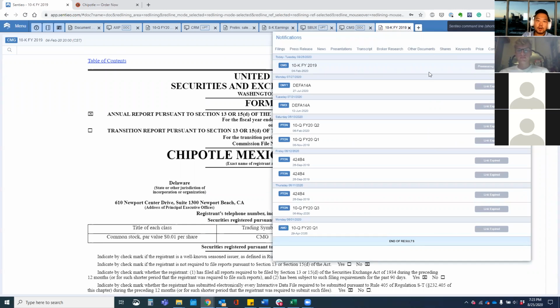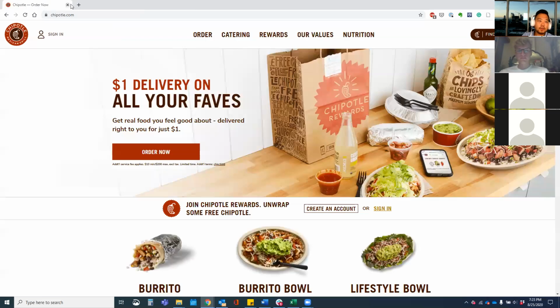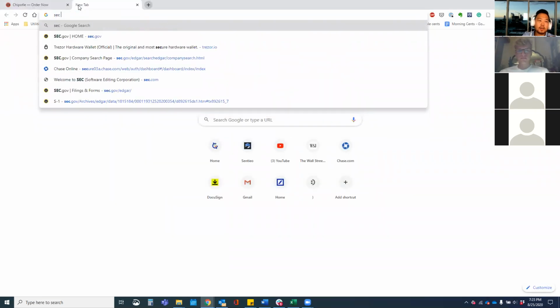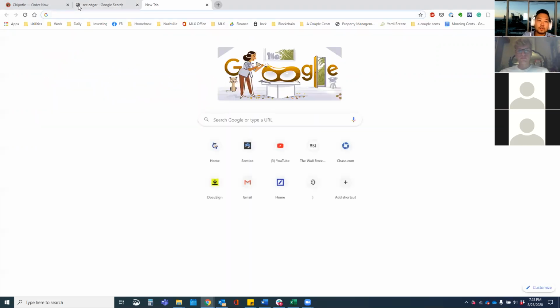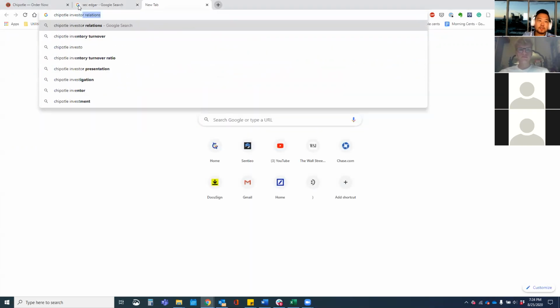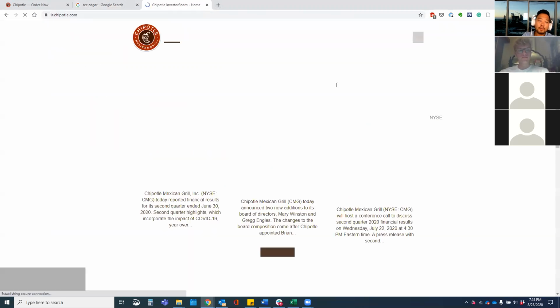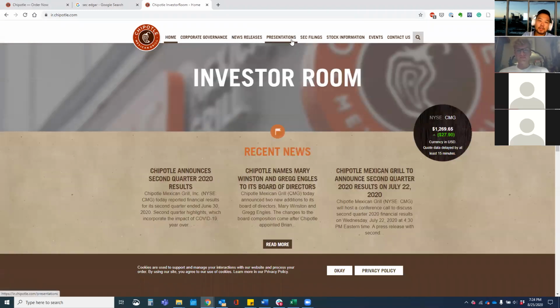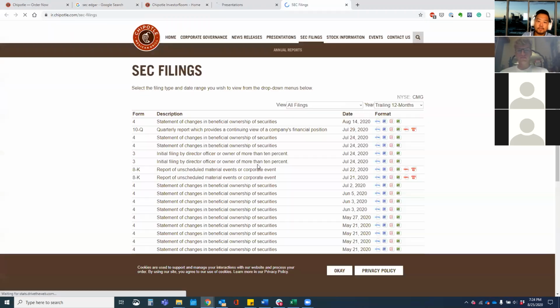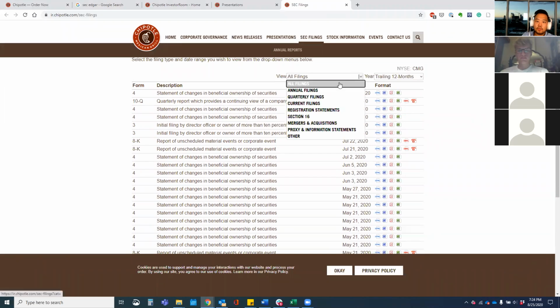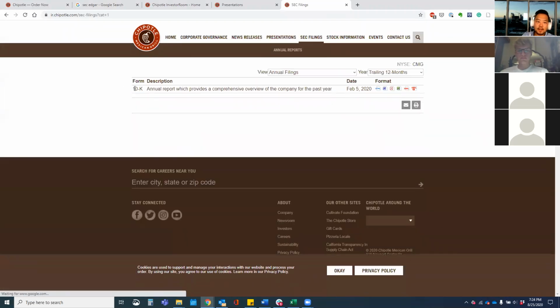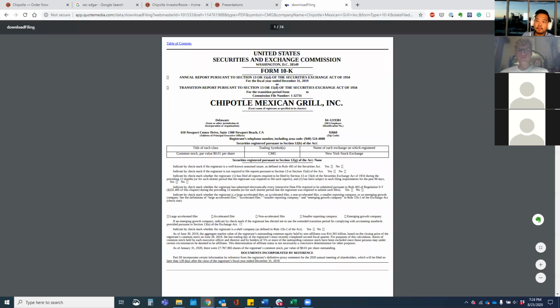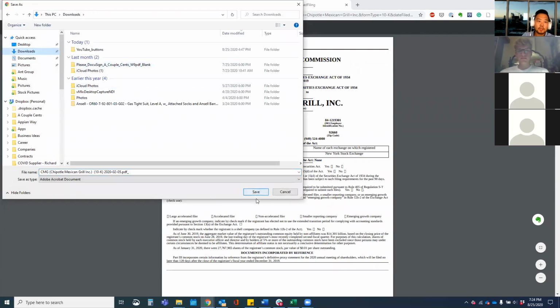And the first thing you're going to want to do is go to SEC Edgar or Chipotle Investor Relations. You guys all know I prefer to go to Investor Relations because it's prettier. They have the presentations here, SEC filings here, usually all nice for us. So what we want to download is the annual filings, the 10-K. I like downloading that as a PDF.